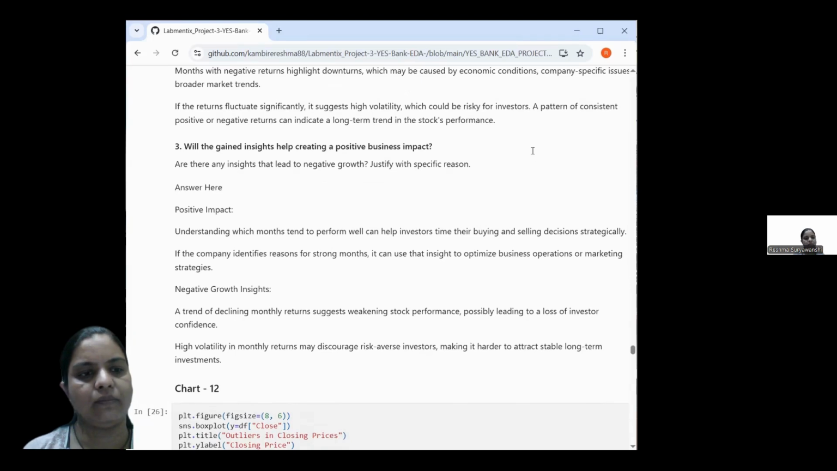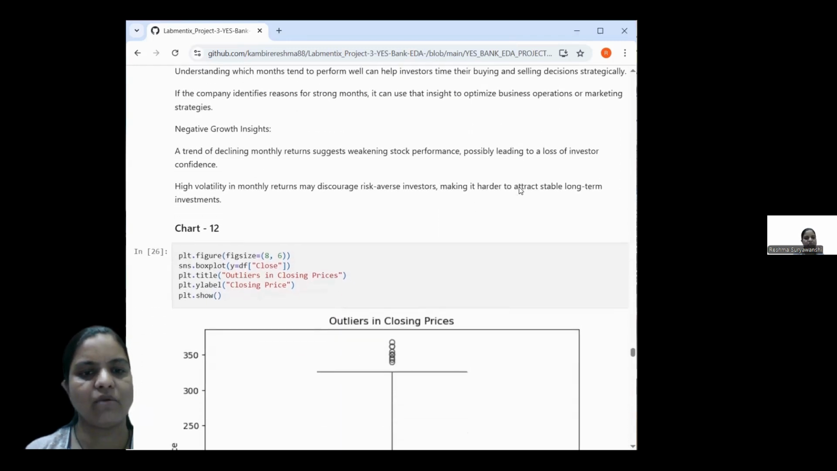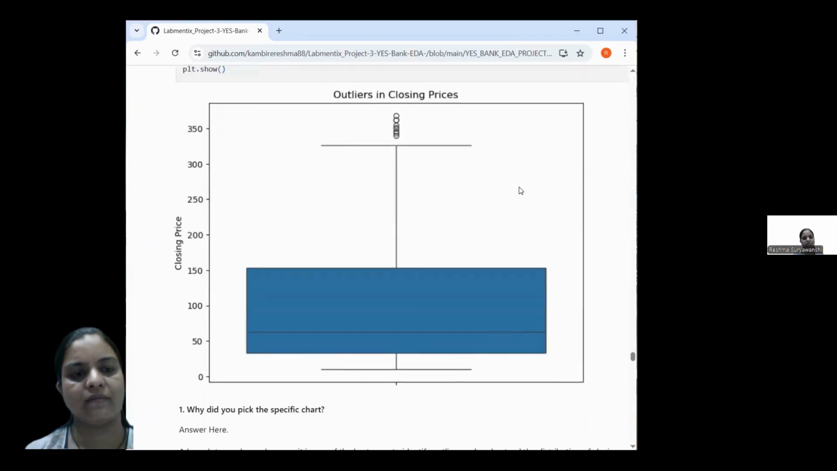Here, understanding which market tends to perform well can help investors time their buying and selling decisions strategically. So next chart, outliers in closing price.